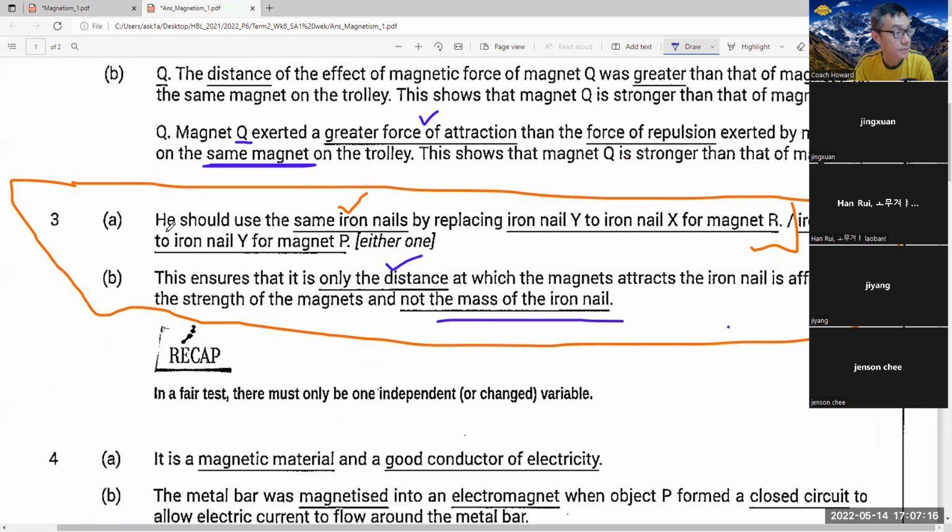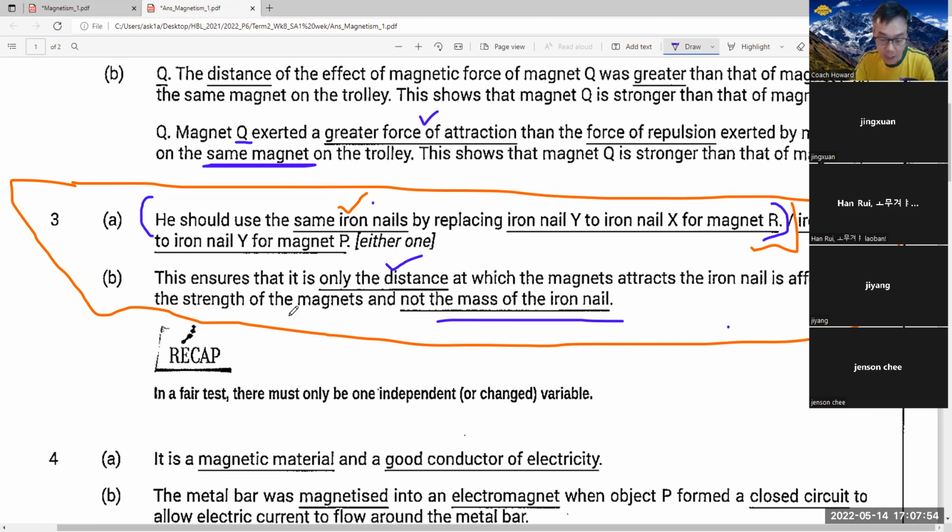This is this part, question 3 here. He should use the same iron nail, so you take note of this one, by replacing iron nail Y with iron nail X for magnet R. So either you write this one or the second part, he should use the same iron nail by replacing iron nail X. I prefer you use the first one, this one is easier. So you take note of this part: he should use the same iron nail by replacing iron nail Y with iron nail X for magnet R.